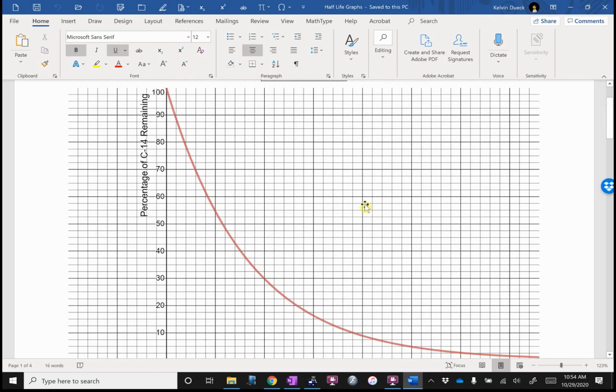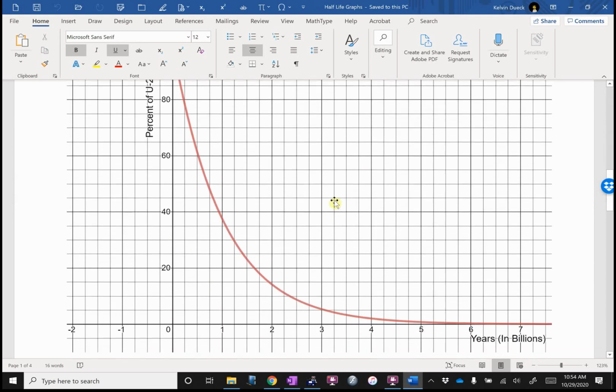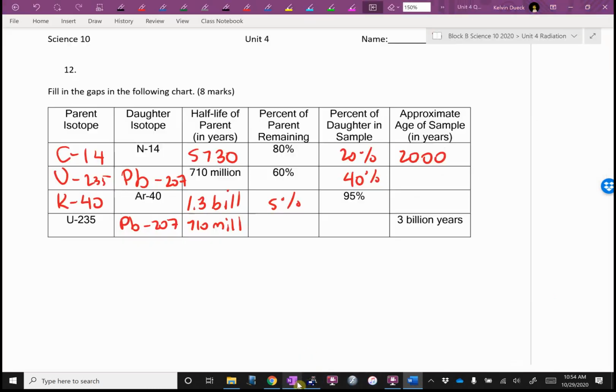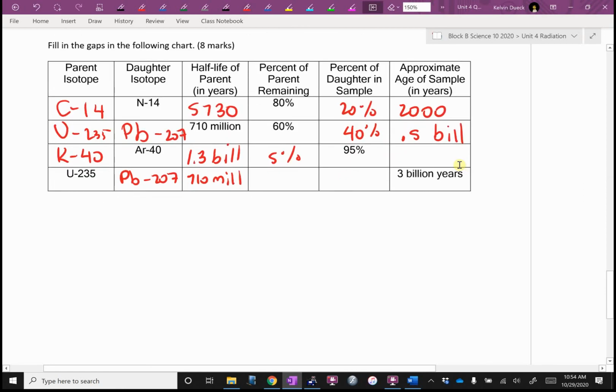Uranium-235, 60%. Uranium-235, 60, drop down. Sorry? 0.5 billion or 500 million, I think is right. Does that say under 0.5 bill? Sorry, what? No, I said, oh, here, 1.3 billion and then 710 million. Okay.